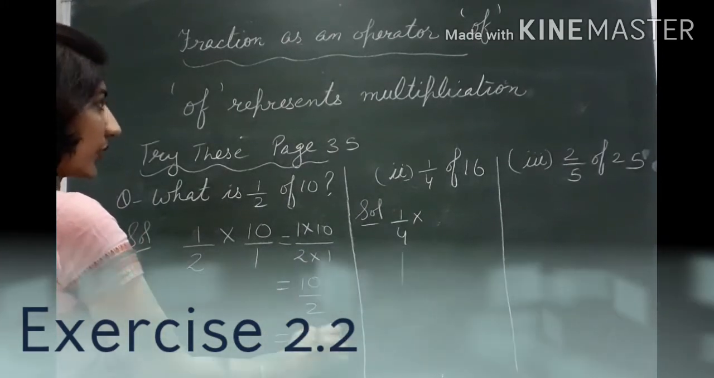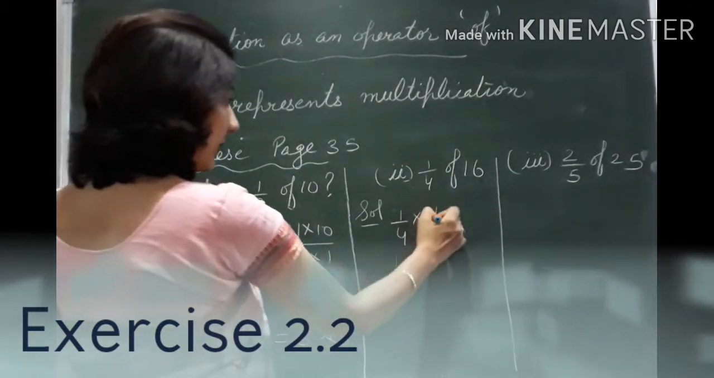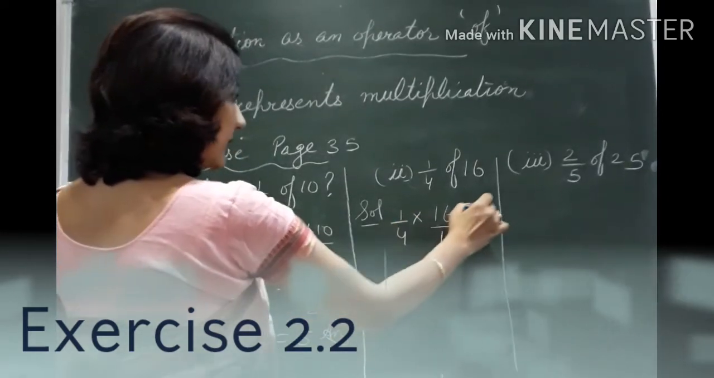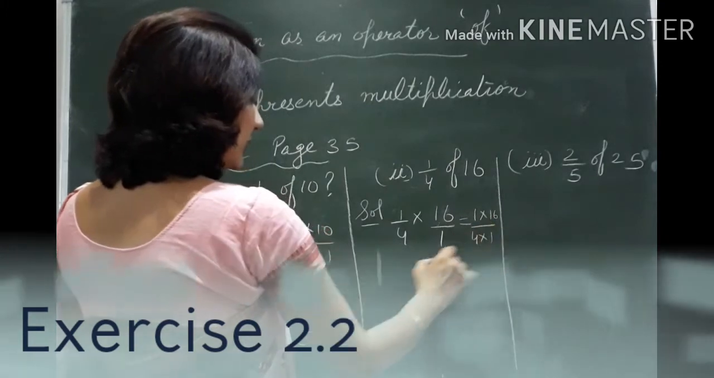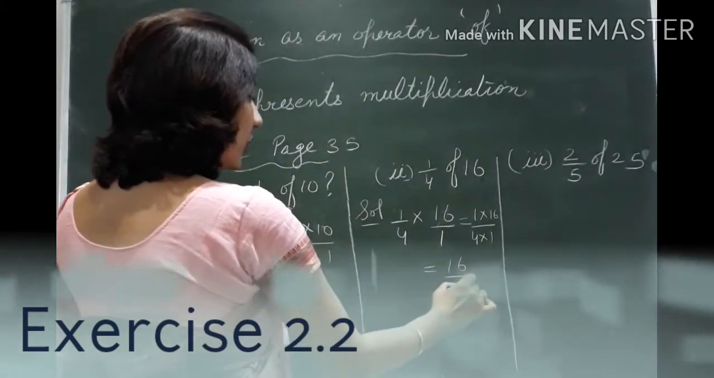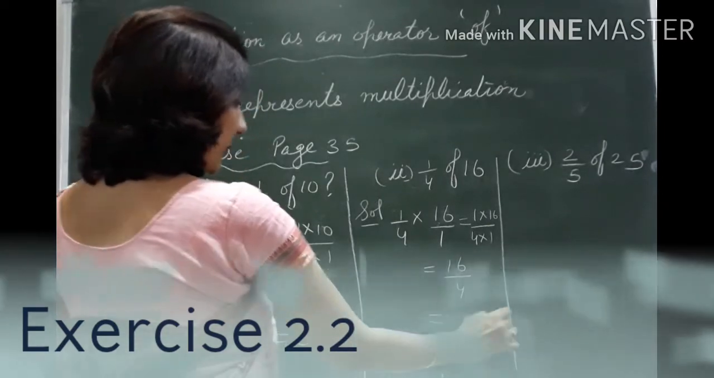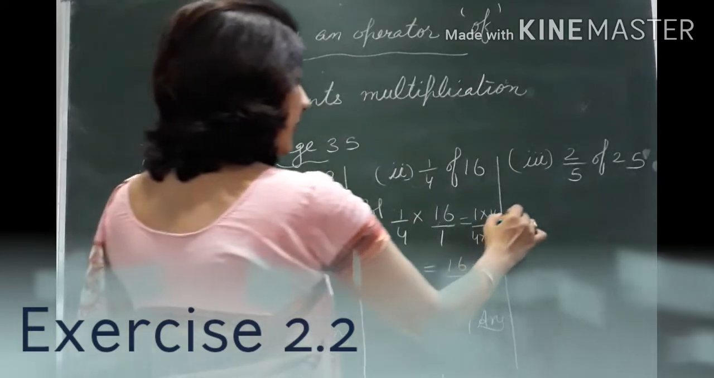Second part is 1 by 4 of 16. So 1 by 4 multiplied by 16 upon 1. So 1 into 16 upon 4 into 1. That is 16 upon 4. Divide 16 by 4, what you will get? 4.